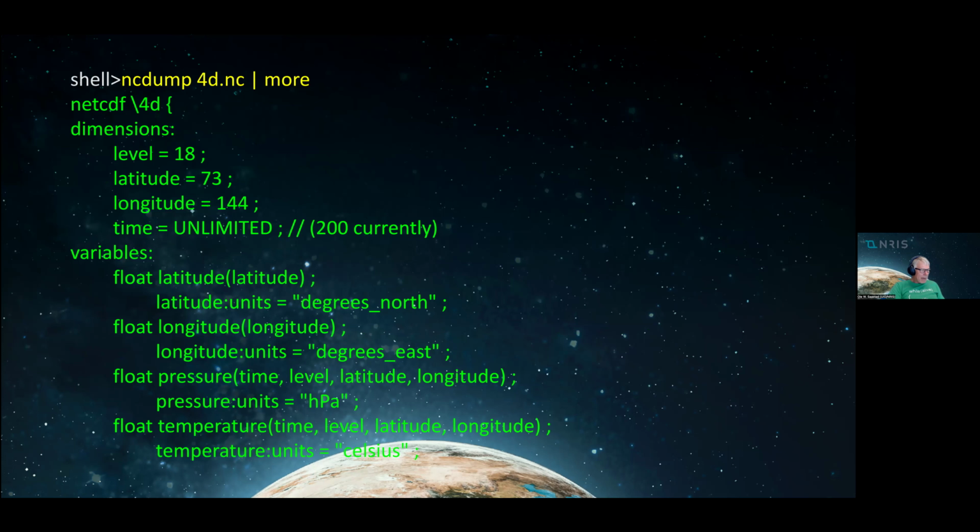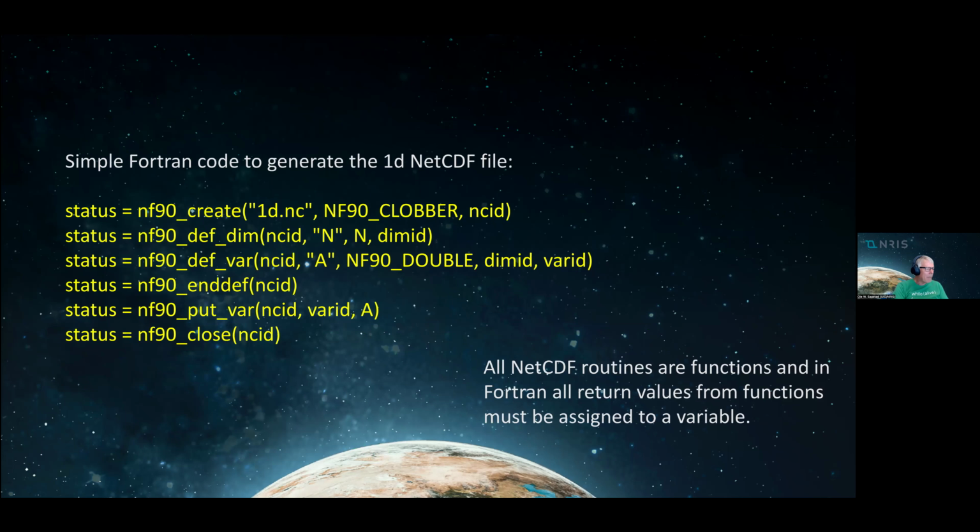If we do a bit more complicated example, like the four-dimensional one mentioned before about some geophysical data, you see there are 18 levels of height of the atmosphere, 73 numbers of latitude, and 144 numbers for longitude, and time is unlimited, so you can append as much as you like. Variables are in 32-bit, they are float, longitude, etc. And you see the attribute is units, degrees north. The other one is longitude, degrees east. Pressure is in hectopascals, units. And the temperature is in Celsius degrees. So you could use Kelvin or Celsius. I mean, Celsius is more common, but Kelvin is more scientific.